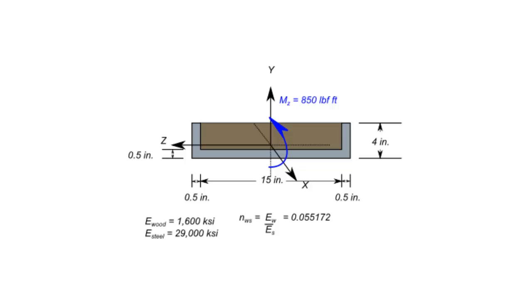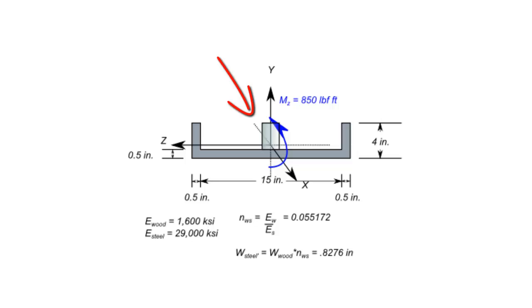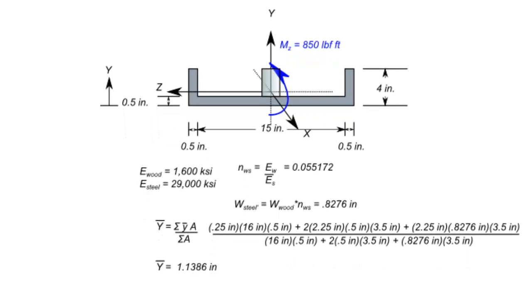Now once we know this transformation factor, we can go ahead and calculate what the width of a piece of steel would be in order to have the same mechanical contribution to this problem, and you will note that I maintained the same height. Once this beam has been transformed into a single material, we can analyze it just as you would any other beam. And so the first step in this analysis is always locating the neutral axis.